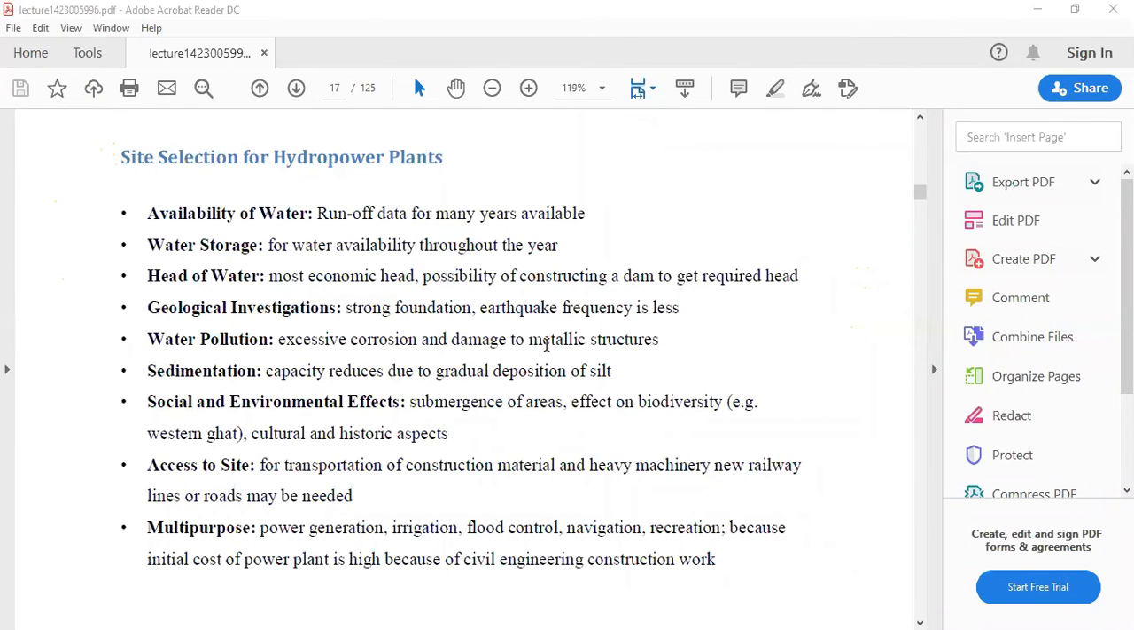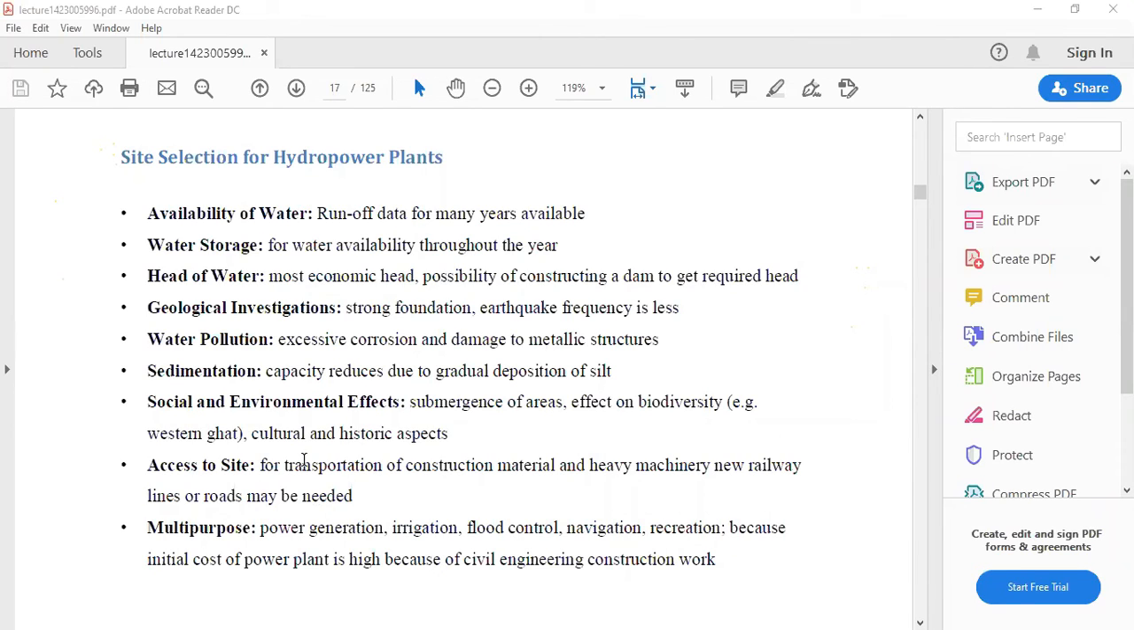If you have a hydroelectric power plant in those diverse areas with very large biodiversity, that biodiversity will be affected. And if that biodiversity is affected due to the construction of the hydroelectric power plant, it might affect the whole cycle of the environment. As well, the last two points are cultural and historical aspects. If any cultural or historical aspect is involved with the site, then that also needs to be considered.